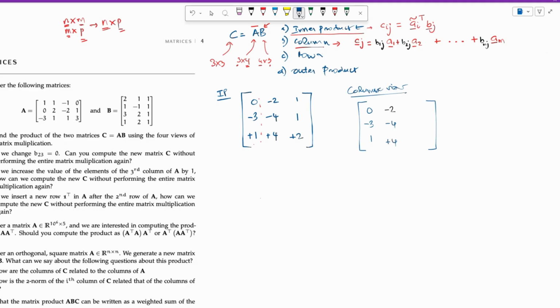Third one is actually easy. You simply add all the columns. That's it. First one is 1. Second one is 1. That's it. That's okay. Almost fine.